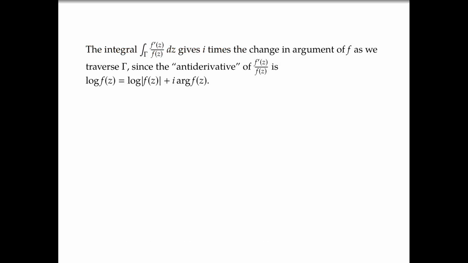Now the integral of f prime over f around gamma really gives i times the change in argument of f as we traverse gamma. Meaning, we start at some point and look at the argument of f at the starting point of gamma. Think of gamma just as a path right now. So we start somewhere and look at what the argument is, and then we follow the values of f around gamma until we come back to where we started, and the argument has changed somehow. That's really what this counts.